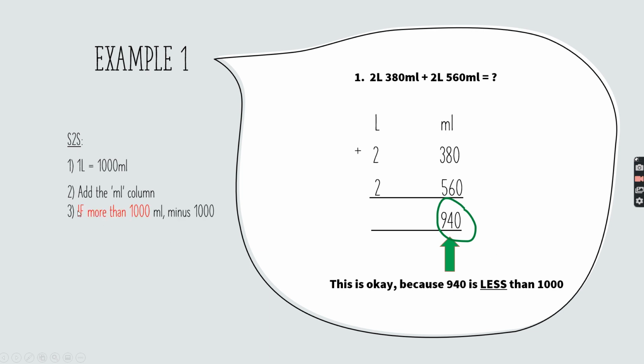So for the third step, if more than 1000 milliliter, which means right here, if this is more than 1000 milliliter, we need to minus this with 1000. But in this case, 940 is less than 1000. So we're going to scratch off this third step, and we're going to skip the fourth step, and we're going to go to step 5, which is adding the L column, which is right here, the liters column. So 2 plus 2 gives 4, and the answer is 4 liter 940 milliliter.